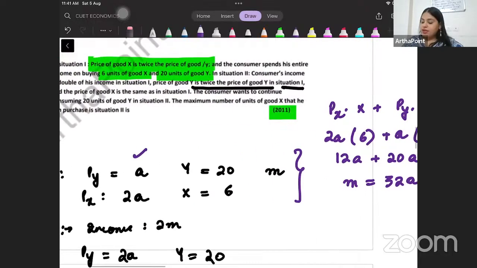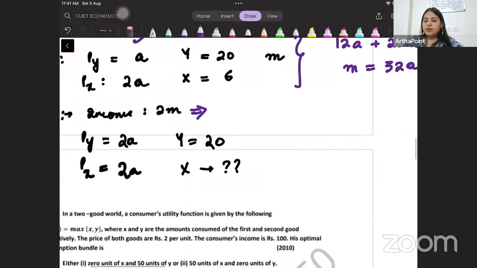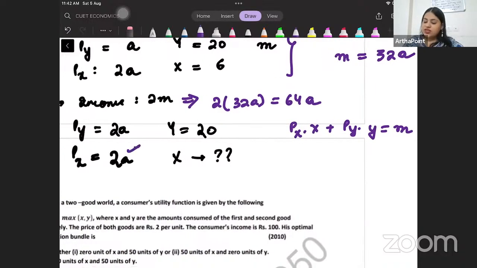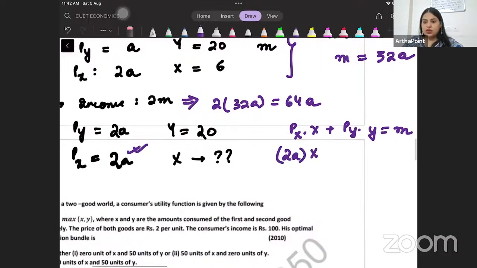Clear? Beta, in situation 2 income is doubling. So income will be 2 into 32A. That means 64A. What is the budget line in situation 2 then? Price of good X into X plus price of good Y into Y is equal to income of the consumer. Price of good X in situation 2 is 2A. I don't know how many X I will consume. Price of good Y in situation 2 is also 2A. And I want to consume 20 units of good Y.